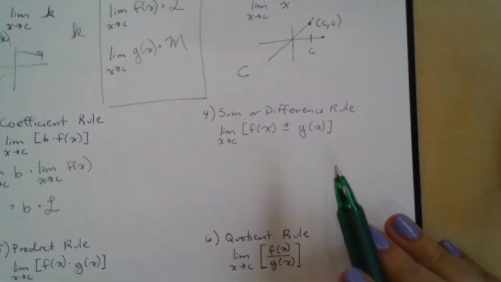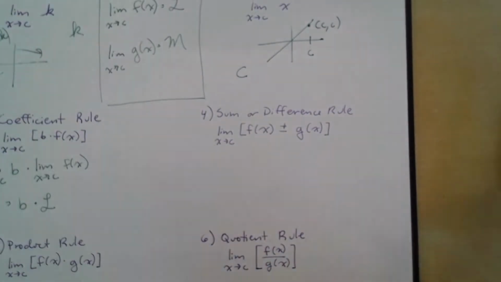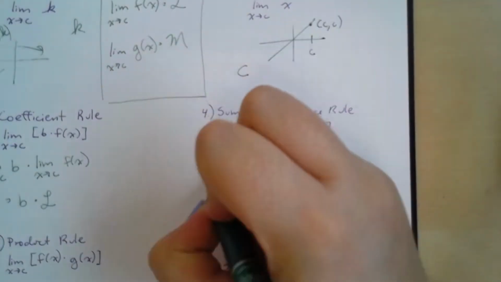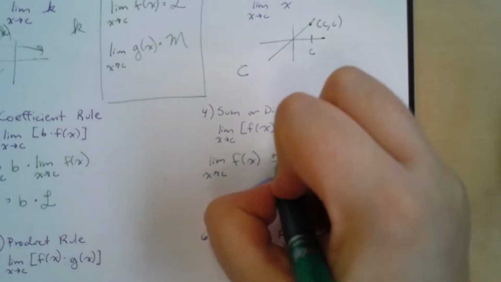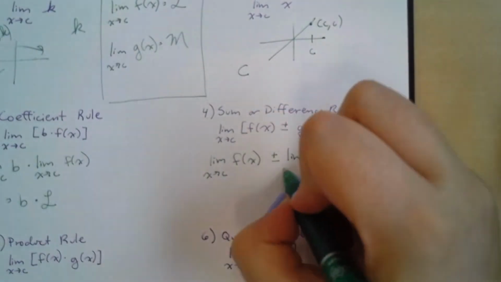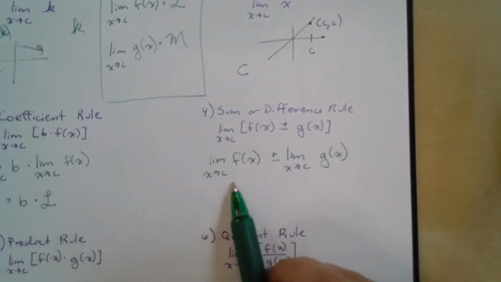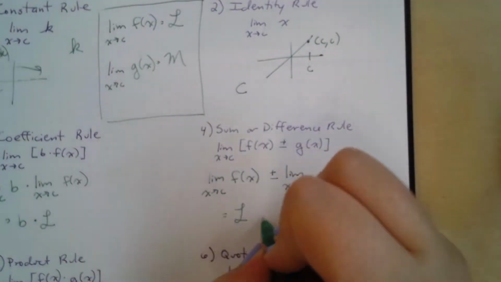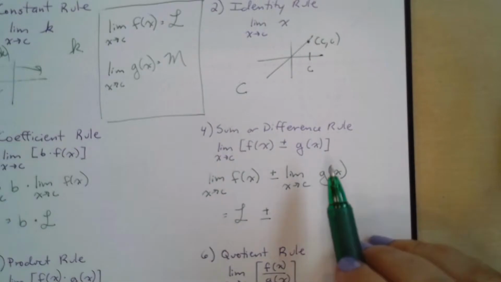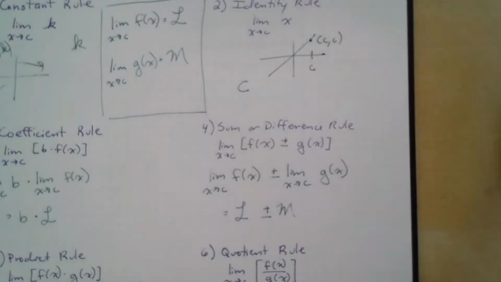We can also talk about the sum or difference rule. The limit as x approaches c of f of x plus or minus g of x, we can rewrite as the limit as x approaches c of f of x plus or minus the limit as x approaches c of g of x. We know the limit of f of x here is L, so this is going to be equal to L plus or minus M, the limit of g of x.